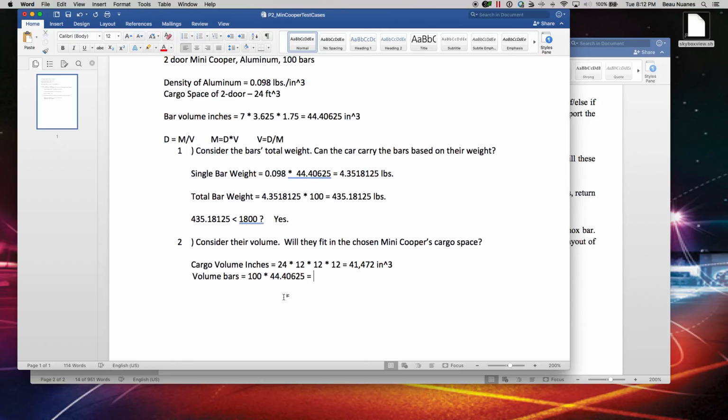So now the volume of our bars will be 4,440.625 inches cubed. And then to answer the question, will they fit? What we're really asking is, is 4,440.625 less than 41,472? It is, so the answer to this question is yes.